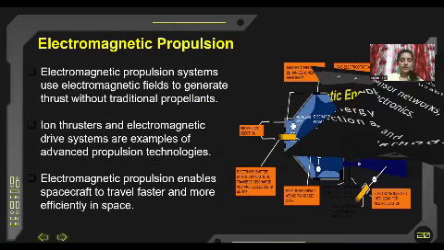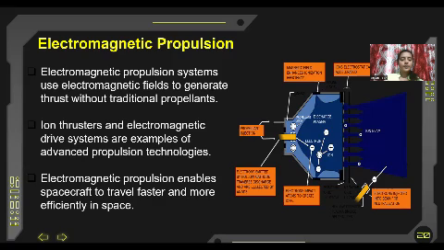Electromagnetic propulsion. Electromagnetic propulsion systems use electromagnetic fields in order to generate thrust without traditional propellants. Ion thrusters and electromagnetic drive systems are examples of advanced propulsion technologies. They also enable spacecraft to travel faster and more efficiently in space, as we can easily observe in these images.